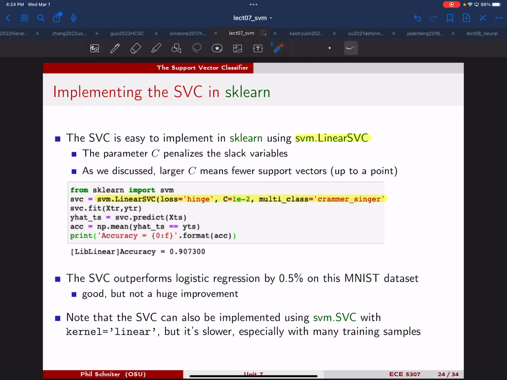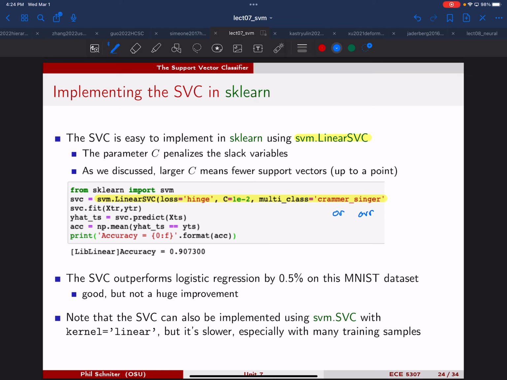So first, when you instantiate it, that's when you tell it all the parameters. So for example, just like with logistic regression, you need to choose the parameter C. C is like an inverse weight. So as we discussed, larger C means fewer support vectors, up to a point after which increasing C doesn't do anything. Now for multi-class, you can either put in Crammer-Singer or OVR, one versus rest, just like we had in multinomial logistic regression. We had similar two options.